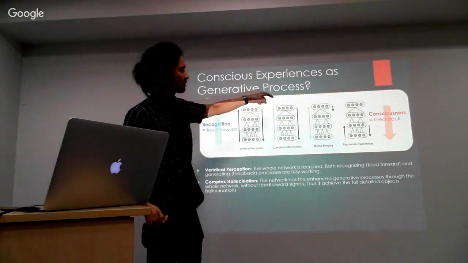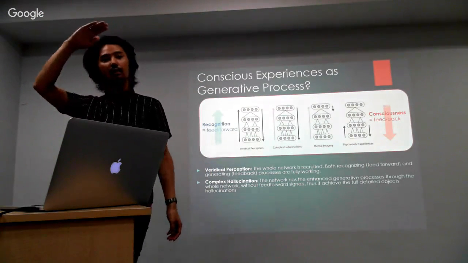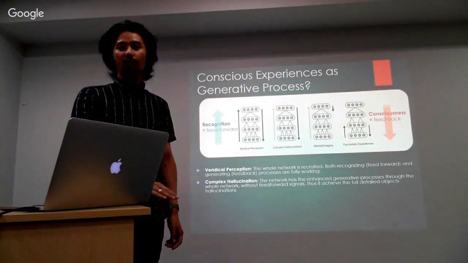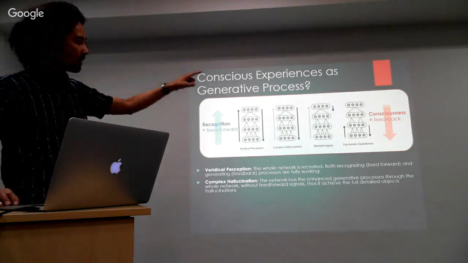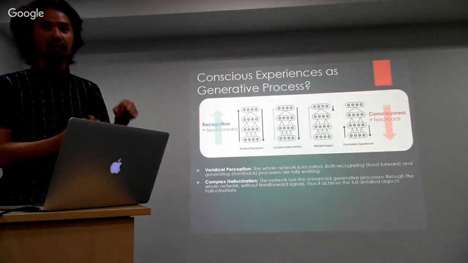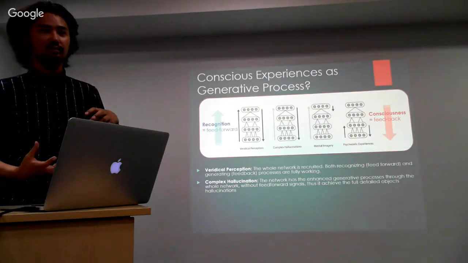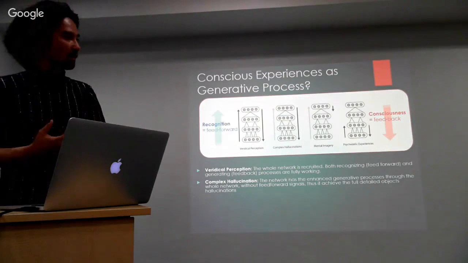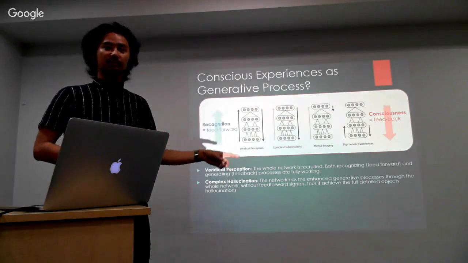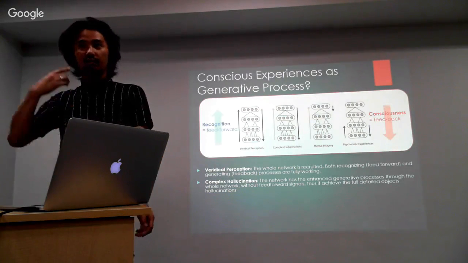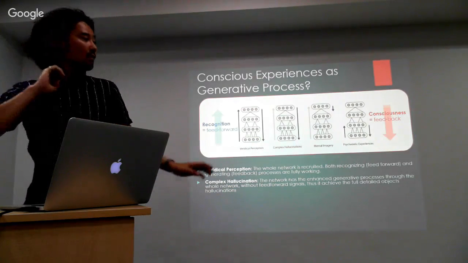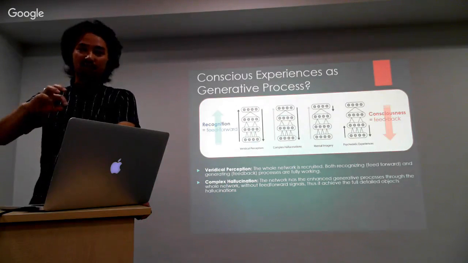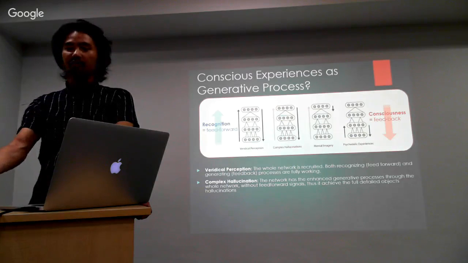But this is actually across the whole hierarchy, from the really top-level categorical layer of the visual system to the really lower early visual system, recruiting all layers to generate complex patterns. That's why people see really clear, detailed hallucinatory images. I'm really impressed by complex hallucination, because this is also made by your brain, but it is really highly detailed. You cannot distinguish it from the real object.